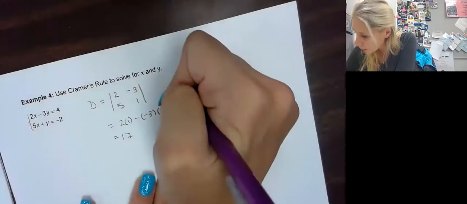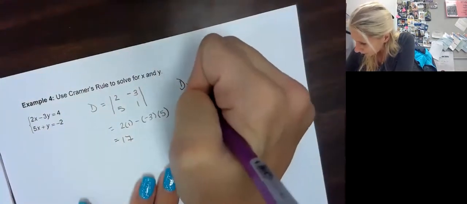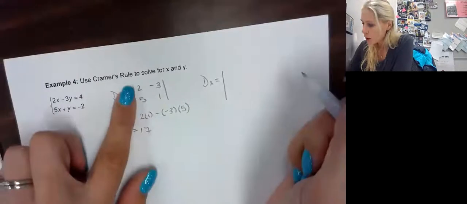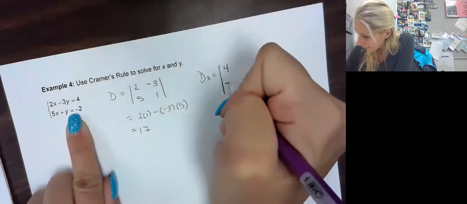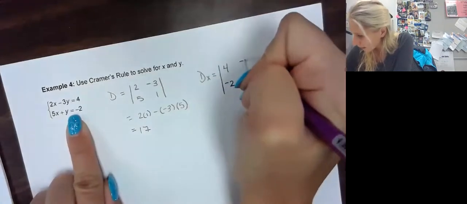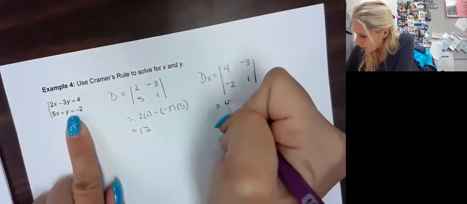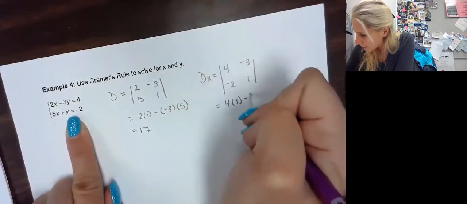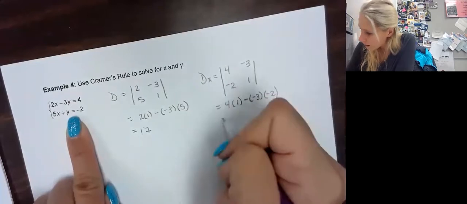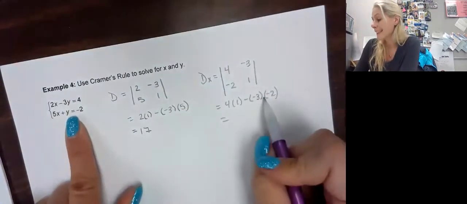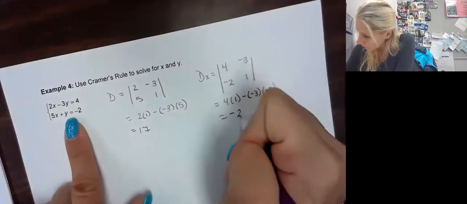Then we need the determinant if we are solving for x variables. Okay, so instead of 2 and 5, I'm going to put our constants, which are 4 and -2. The y's stay there. All right, so 4 times 1 minus -3 times -2. What does that give us? That's 6. That's 4. 4 minus 6 is -2.